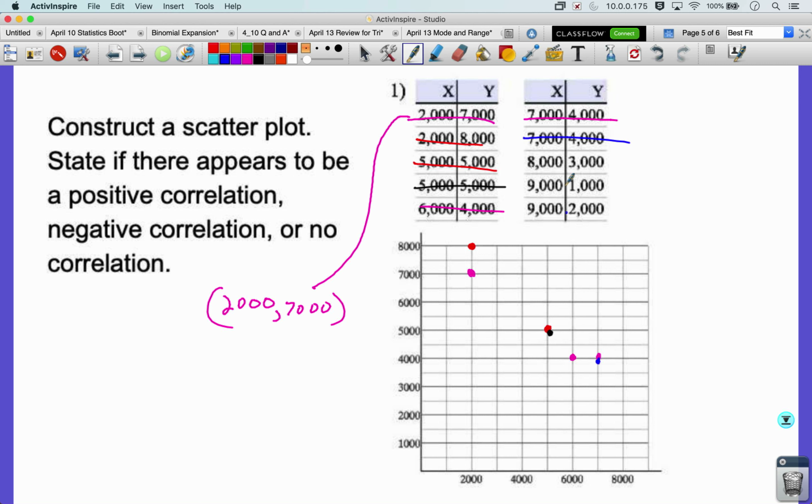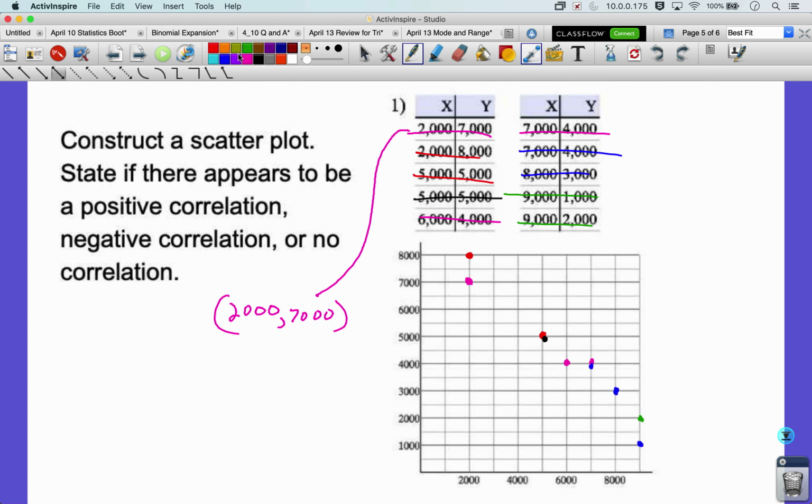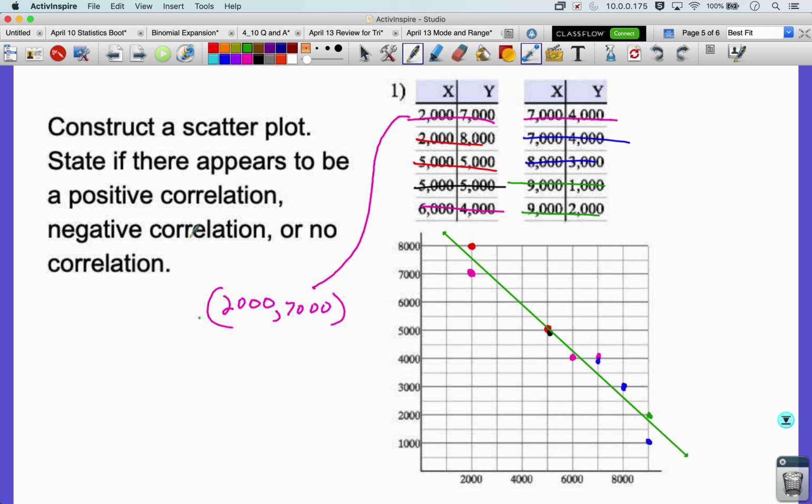8,000 comma 3,000. Right there. 9,000 comma 1,000, 9,000 comma 2,000. All right, so we've plotted all of our points. If I tried to pass a line through this that has approximately equal number of dots above and below the line, it would go right through like there. In this line, all of these data points are pretty darn close to that line. This line has a negative slope, so we're going to say it has a strong negative correlation.